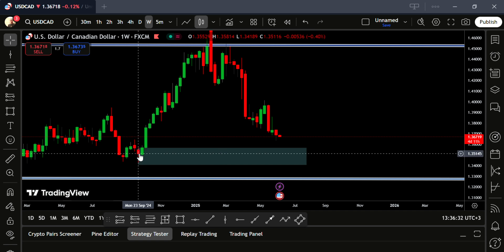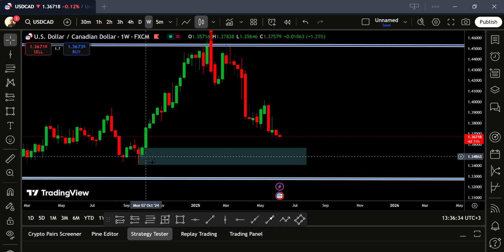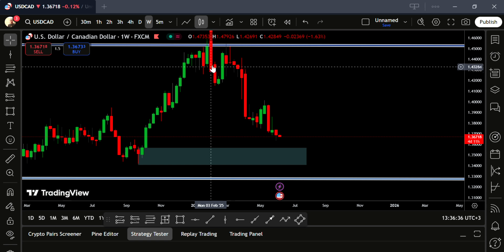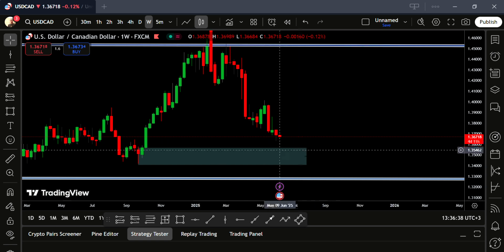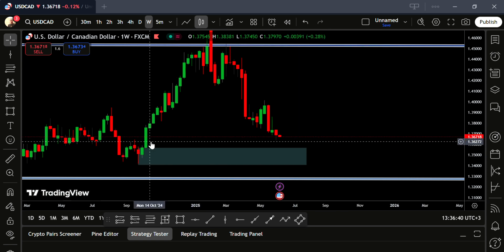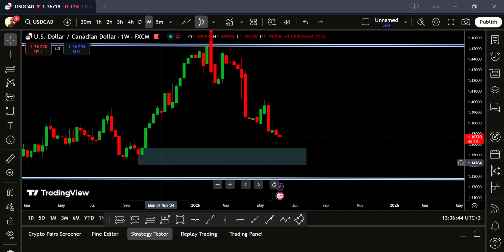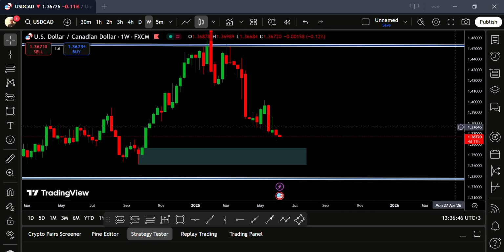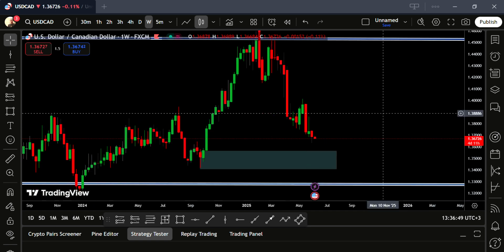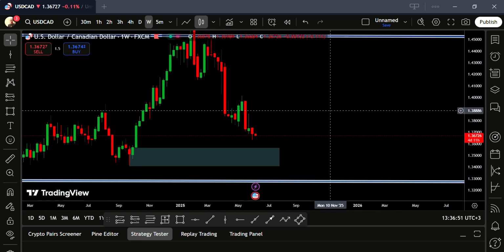Now the demand is simply an area of consolidation or equilibrium before price breaks out and goes high. So we expect that this is where the institutional buyers came in and pushed price upwards. When price comes back to that area, we are expecting to buy from that demand.